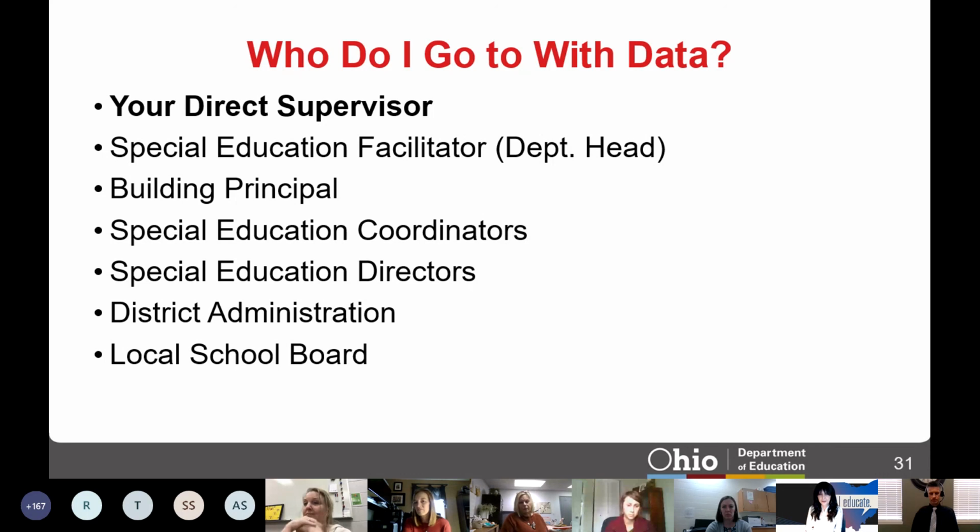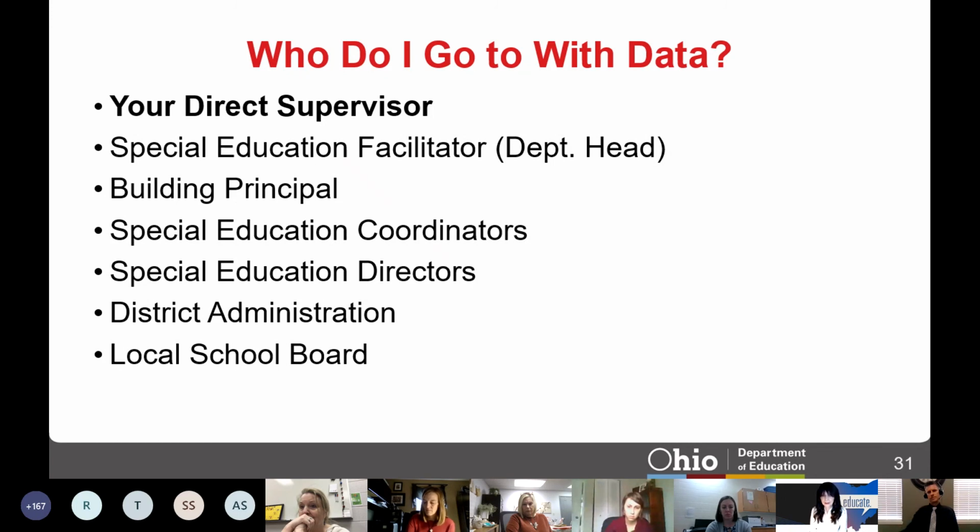So we've done our due diligence, we have our data. What do we do with it now? Well, if you look at your data and you see that, as Chuck pointed out, you're out of compliance in some areas, and maybe you're not able to provide FAPE to some of your students just because of the workload factors, and that would be a very serious type of issue.